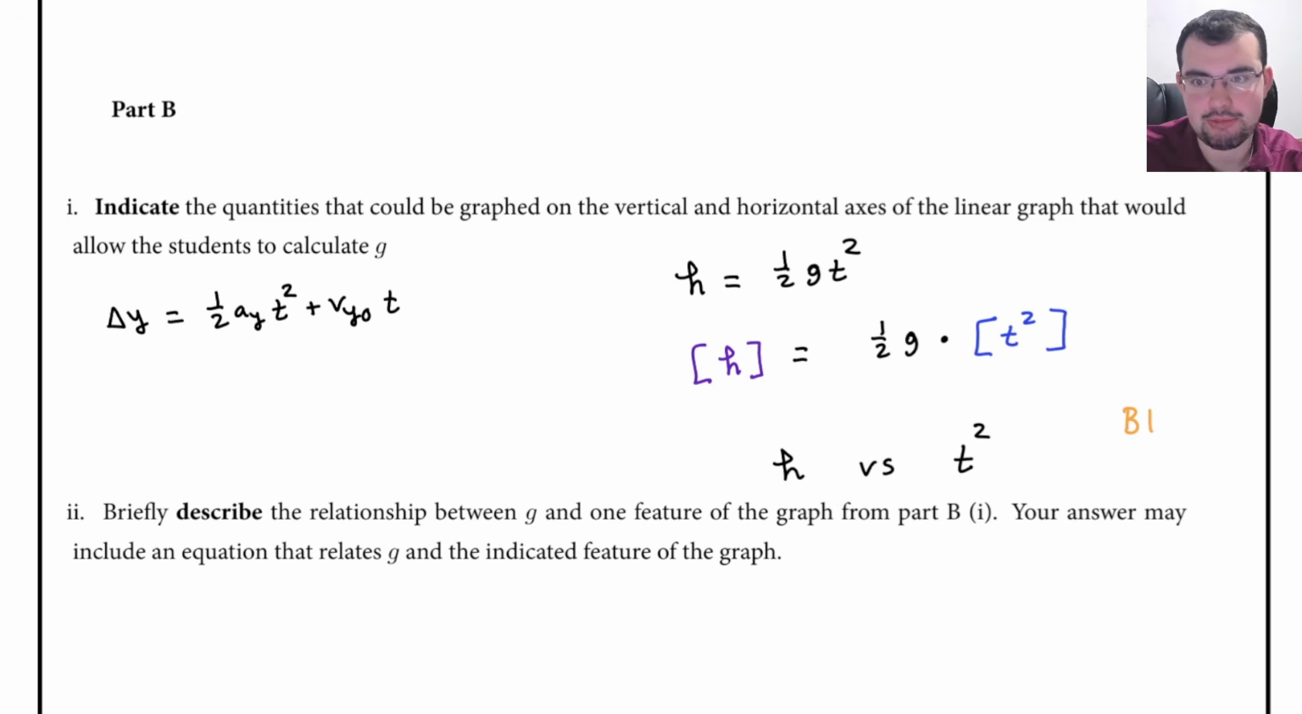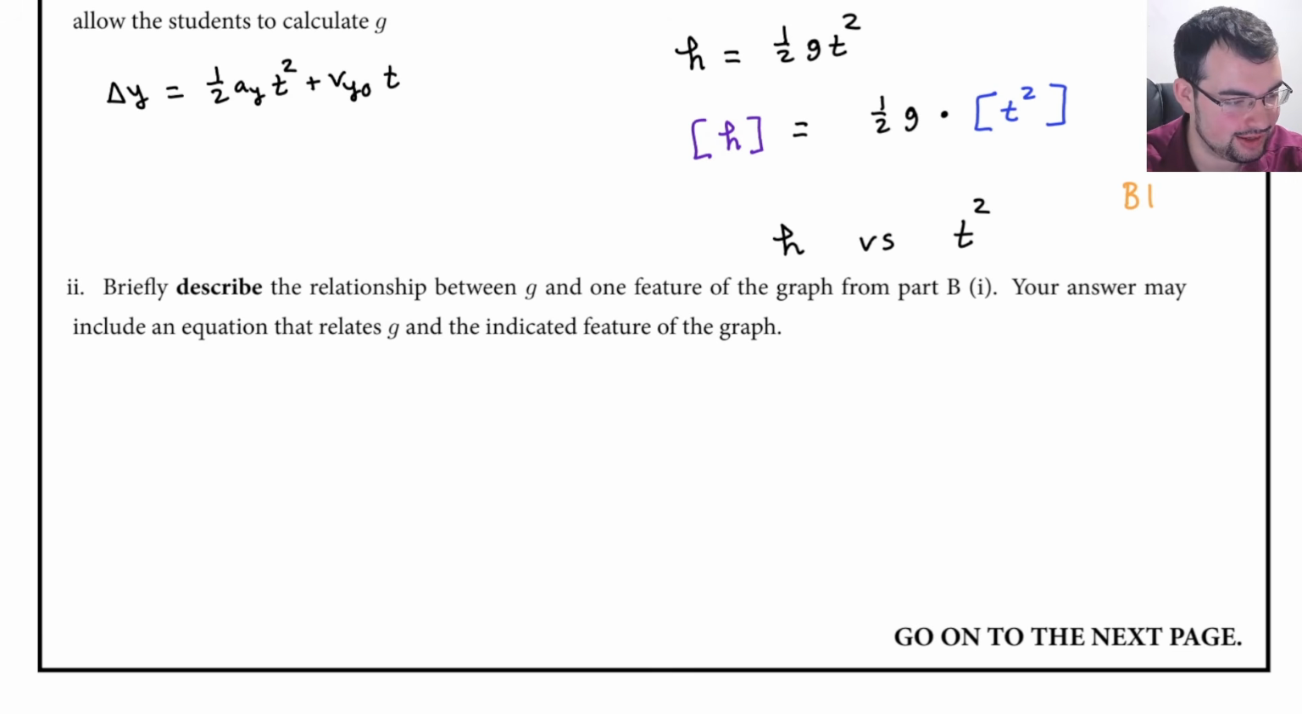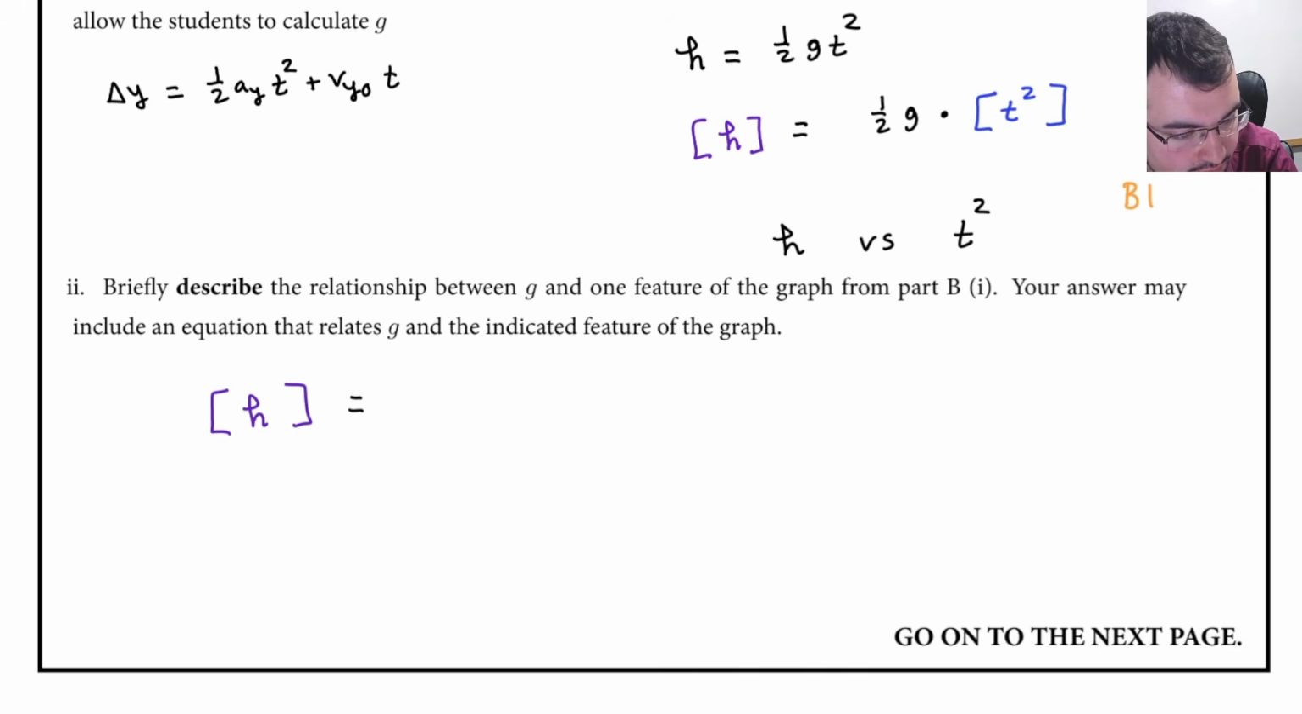Now, I'll show you my way that I always do it, that is extremely clear and gets you the B1 and B2 in just one line. You would say, well, we said we're graphing h on the y-axis and t squared on the x.